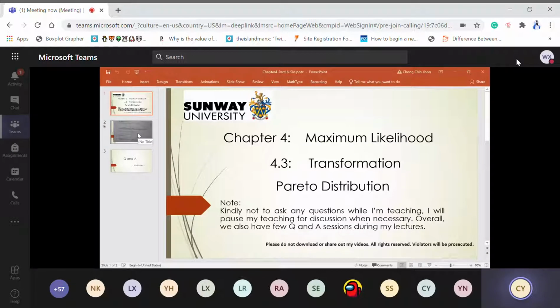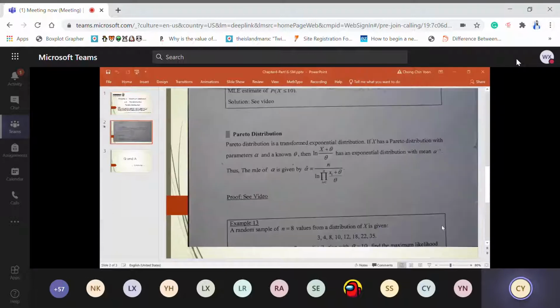Now we go to Pareto. Okay, same concept. Plus, we try to transform from the Pareto. We try to transform to the exponential. From there, you can get the parameter. Okay, so here we go.